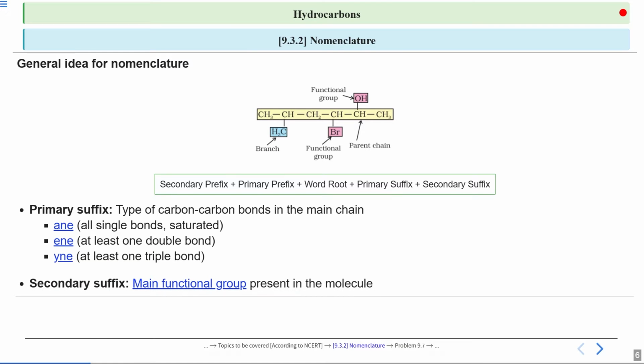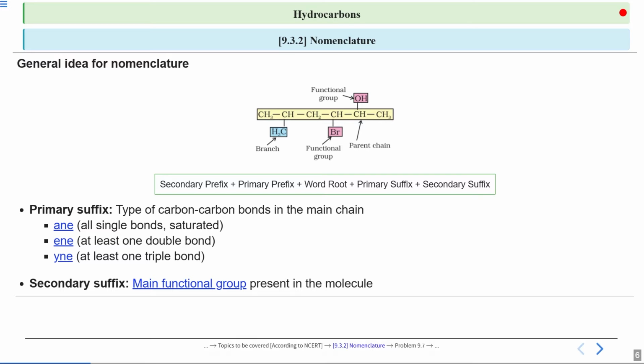Now, moving on to the secondary suffix. So this is basically used for functional groups. So two things are there which are used for functional group. So first one is the secondary prefix, and second one is the secondary suffix. Now, if there is only one functional group, in most of the cases, we indicate that functional group with the help of secondary suffix. And if there are two functional groups, then one is considered as the main functional group or the primary one. So that is denoted by the secondary suffix, whereas the subsidiary one is denoted by the secondary prefix in most of the cases.